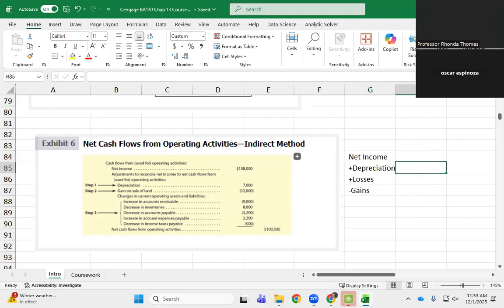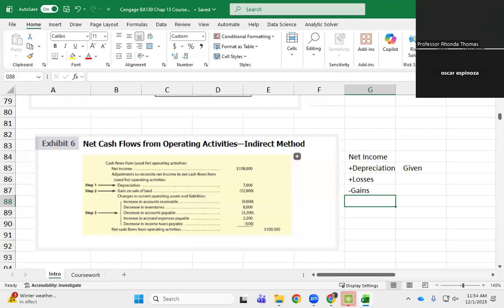I hate to call it a given because I suppose there could be a business that doesn't have depreciation, but I don't know how it would work. So anyway, you'll always have depreciation. Then you have to see whether you have any gains or losses on what's gone on in your business. And then we're going to look at all the current assets and the current liabilities.